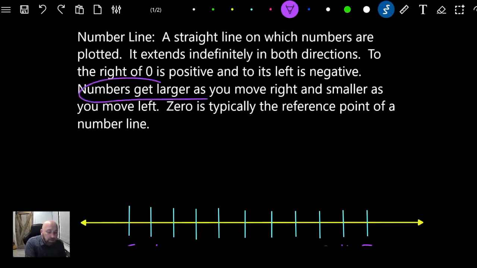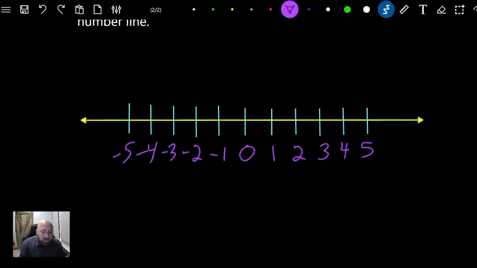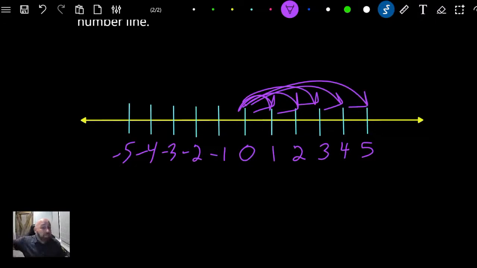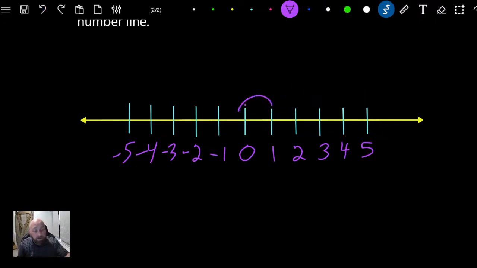Numbers get larger as you move to the right. So watch this. As I keep moving, so move one space to the right. So I went from 0 to 1. If I go again, then I'm at 2. Go again, then I'm at 3, 4, 5. It keeps getting bigger and bigger the farther that I go to the right.